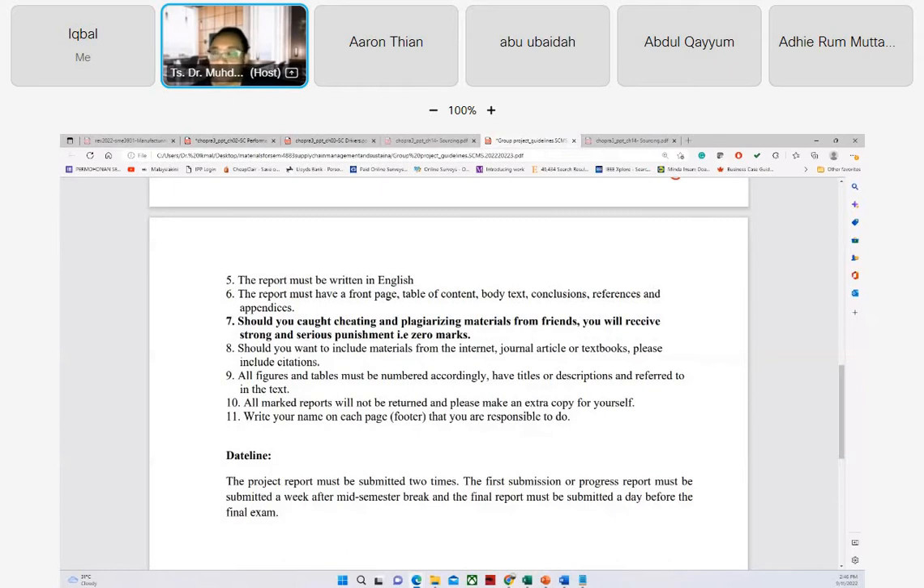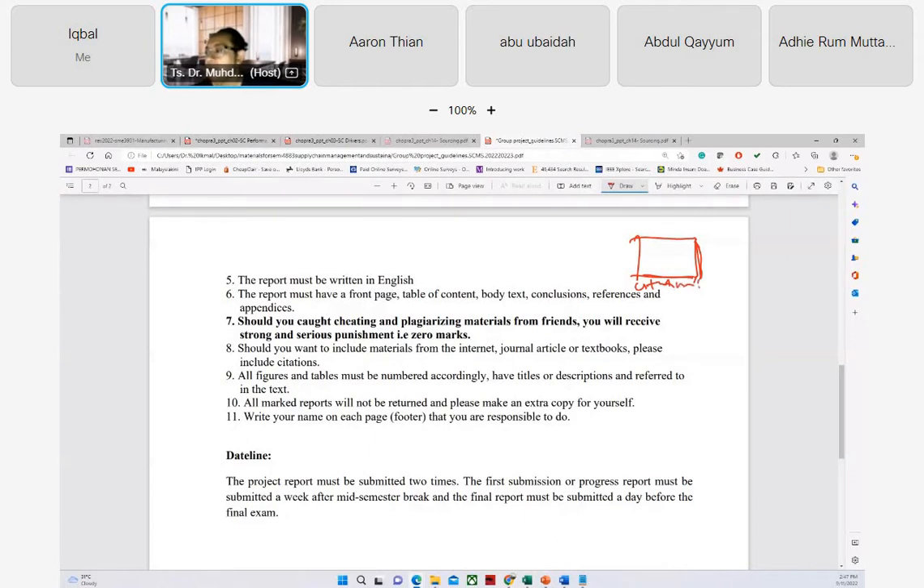So I'm going to open the Turnitin as well for you to submit your Turnitin reports. Okay, and together you have to put it in your reports as a proof in the appendix. And number 8, should you want to include materials from the internet, journal, article, textbook, please include a citation. All right, so don't just put a picture and leave it hanging like this. So you have to have a citation.